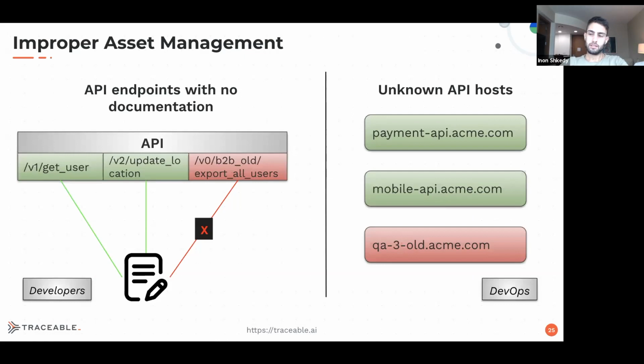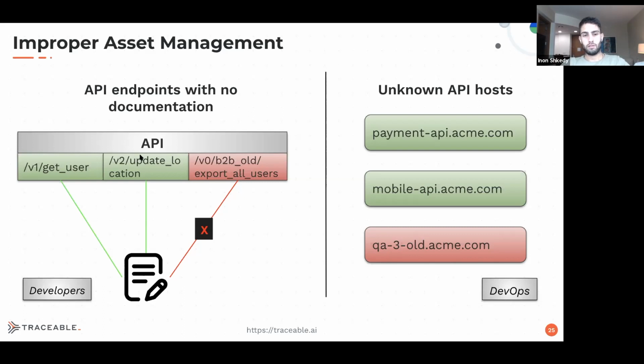And last but not least, it's improper asset management. This is more like a housekeeping vulnerability, and it has two different aspects. First of all, you can find many APIs that expose a bunch of endpoints, but some of them don't have documentation. And if an endpoint doesn't have documentation, it means that nobody actually knows about it, right? Maybe a developer wrote it a few years ago, and when he left the company, he left no documentation. So it would be really hard to know about this endpoint.